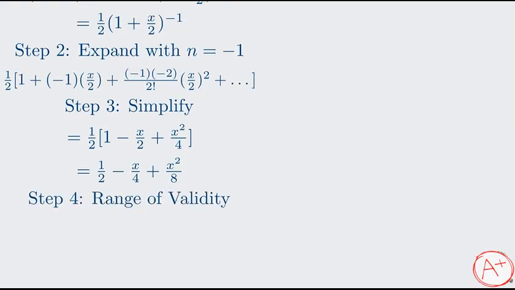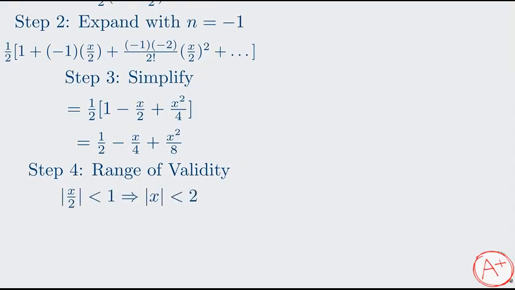Finally, we must state the range of validity. The expansion is only valid when the absolute value of the variable part, x over 2, is less than 1. This simplifies to the absolute value of x being less than 2. So this series only works if x is between negative 2 and 2.